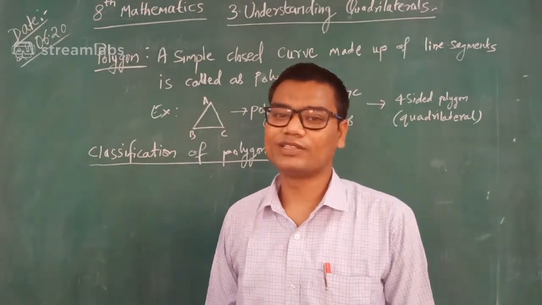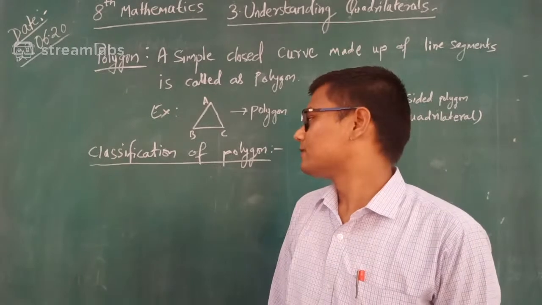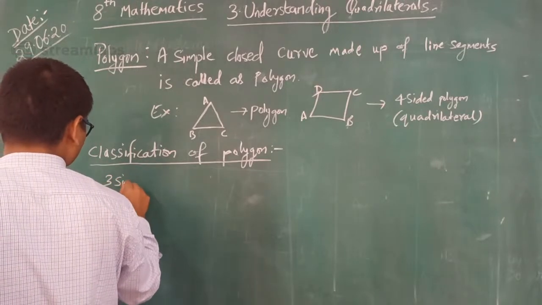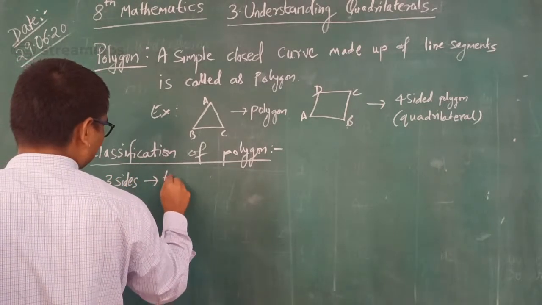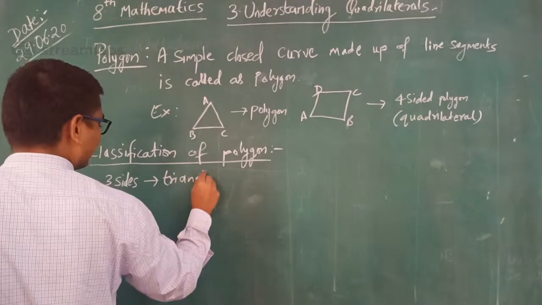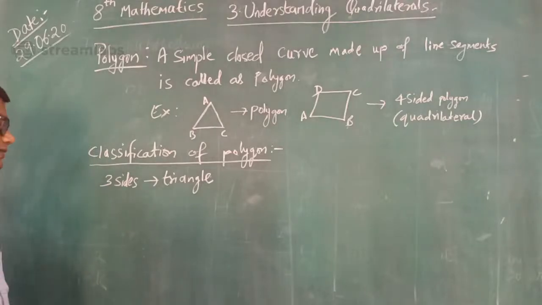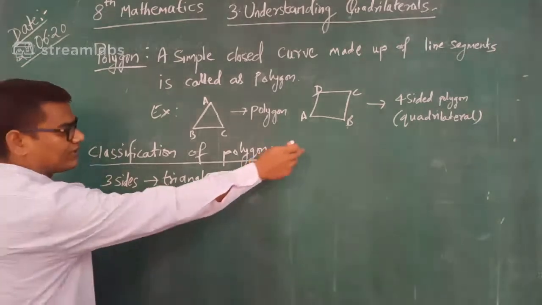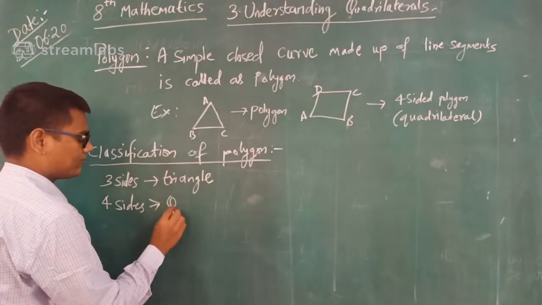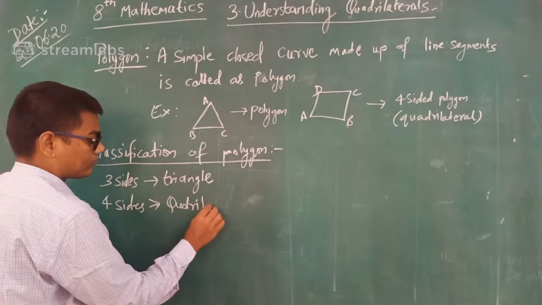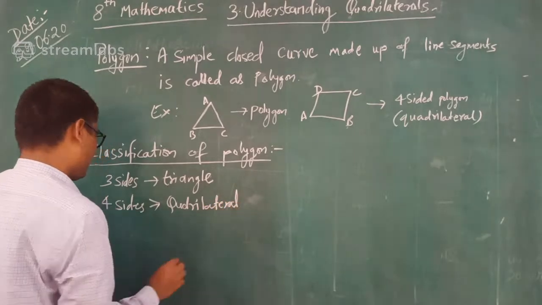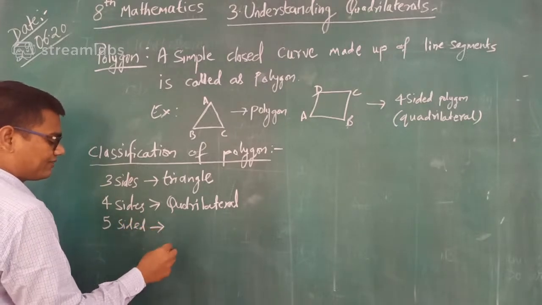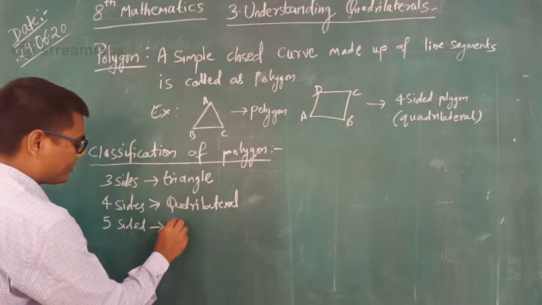We cannot have a polygon with two sides. So the simplest polygon has three sides. A three-sided polygon is called a triangle. A four-sided polygon is called a quadrilateral. A five-sided polygon is called a pentagon.